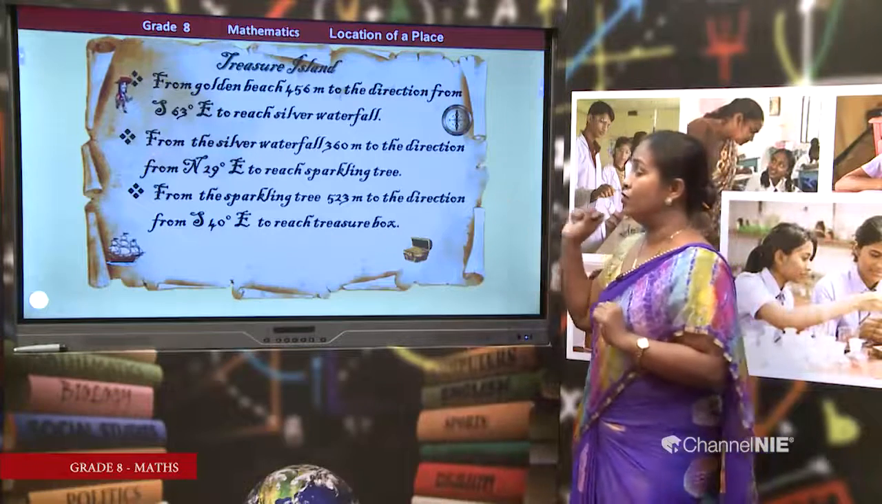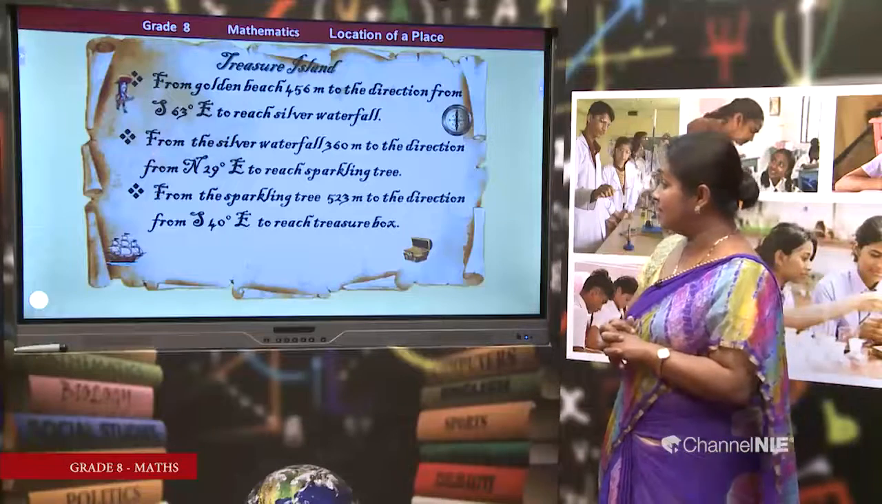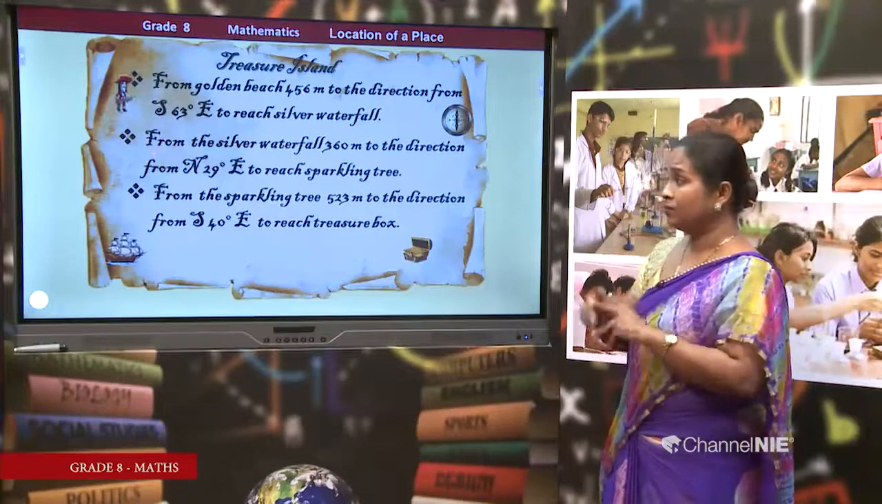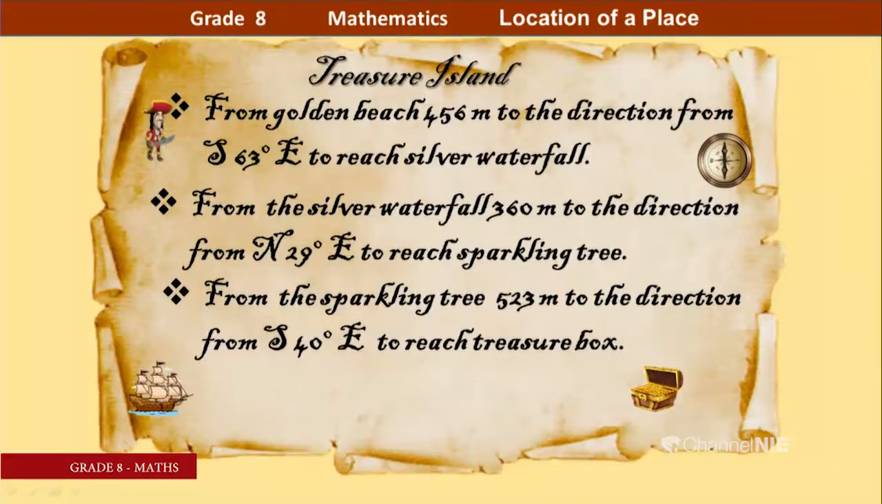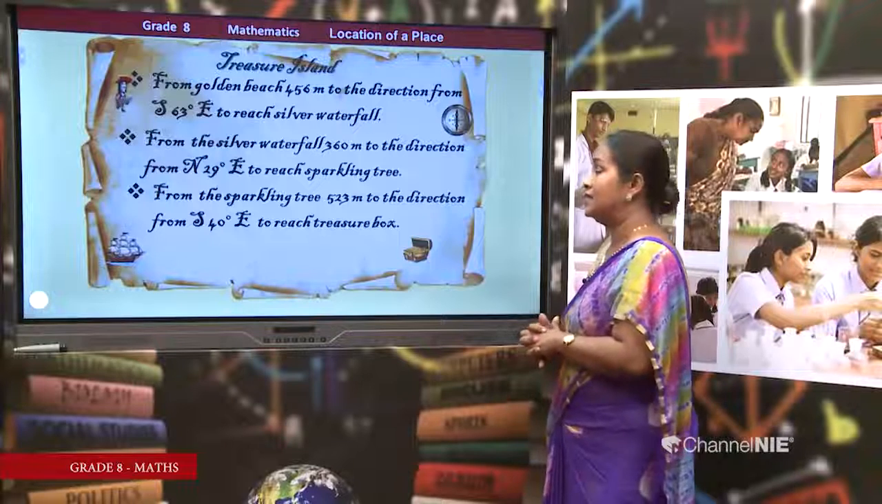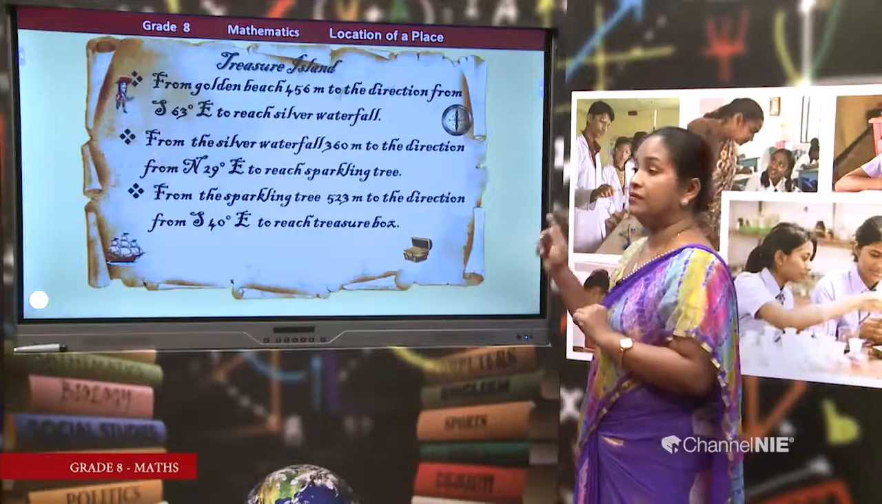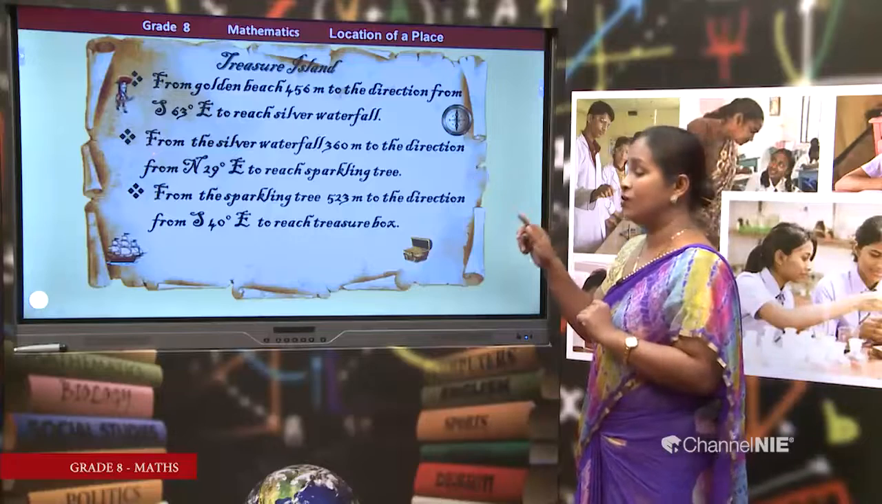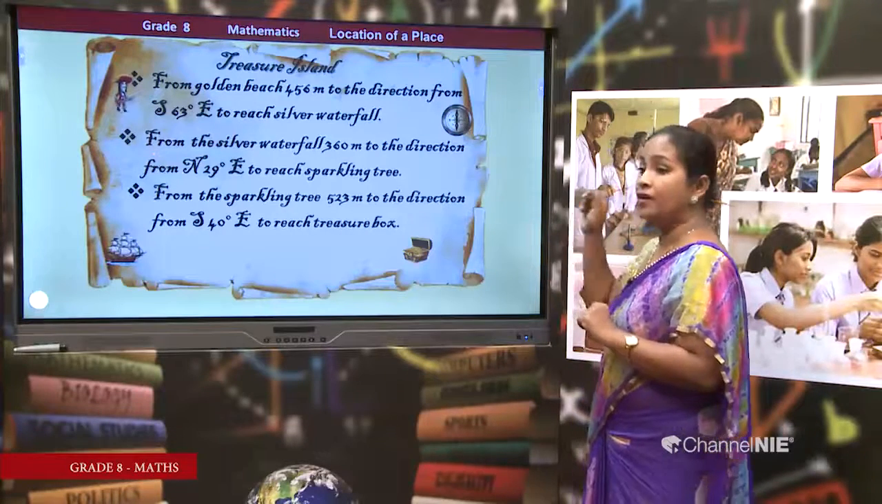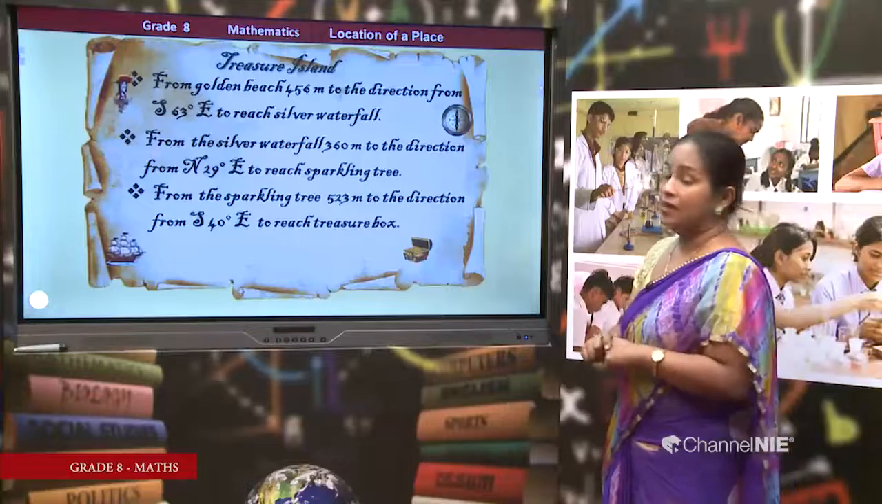From the Silver Waterfall, 360 meters to the direction from north to east. What is the angle? 29 degrees to reach the sparkling tree. Shall you check it again? What is the distance? 360 meters. What is the direction? North to east. What is the magnitude of the angle? 29 degrees. Then you can reach the sparkling tree.